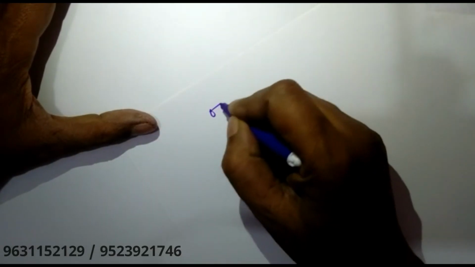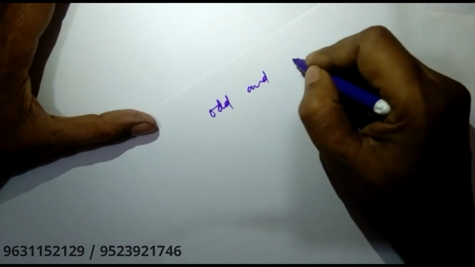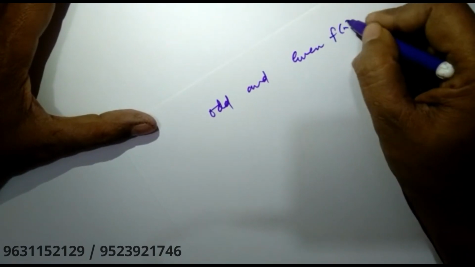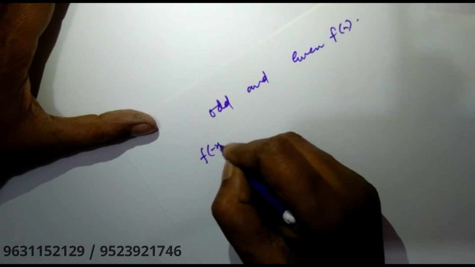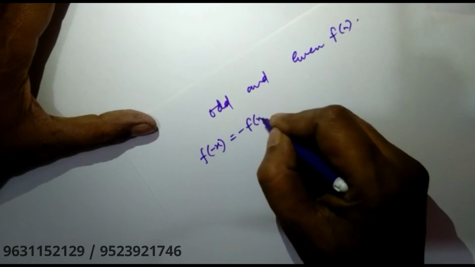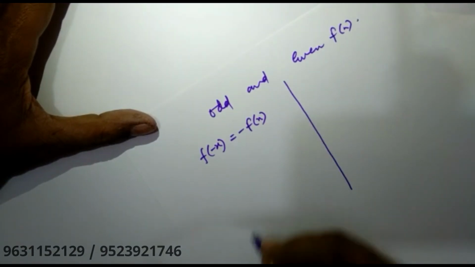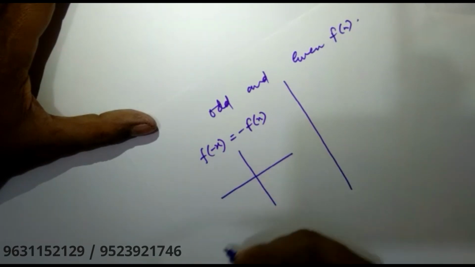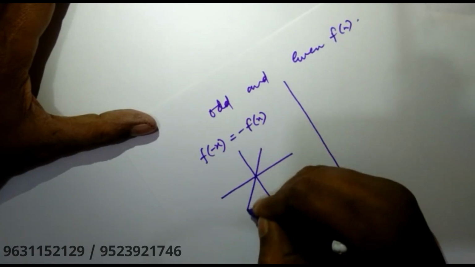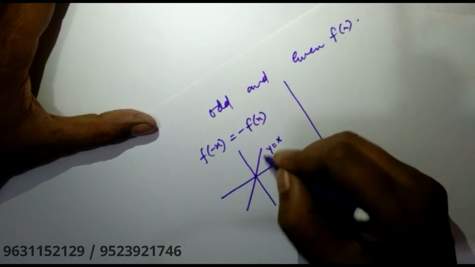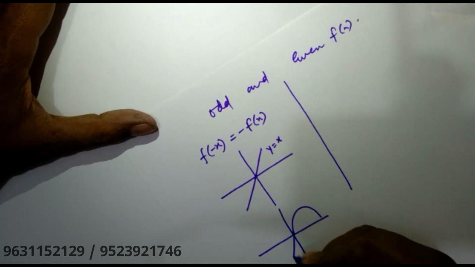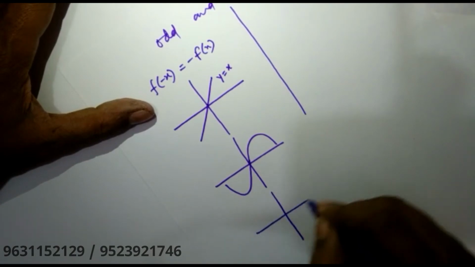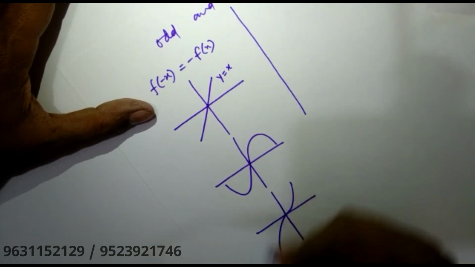Odd and even function. Odd function is like f(-x) equals minus f(x). This is the odd function. Odd function is always symmetric in opposite quadrant, like y equals x, y equals sin x, y equals x cube. This is the odd function.